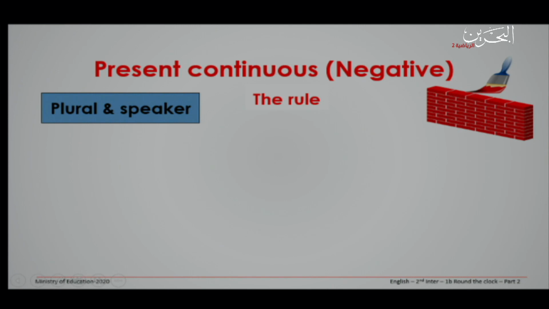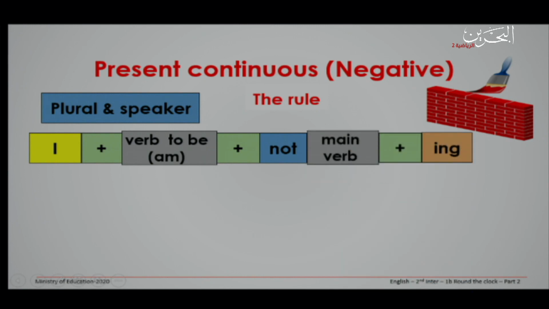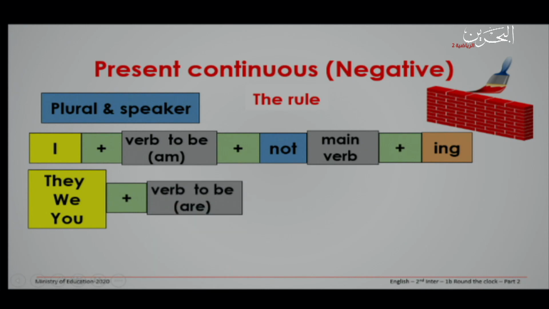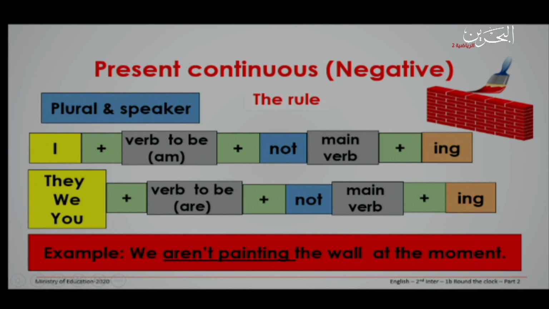As for plural and the speaker, the pronoun I is followed by the verb to be, am, with the negation not, plus the main verb plus ing. The other pronouns, they, we, you, are followed by the verb to be, are, with the negation not, plus the main verb plus ing. For example, we aren't painting the wall at the moment.